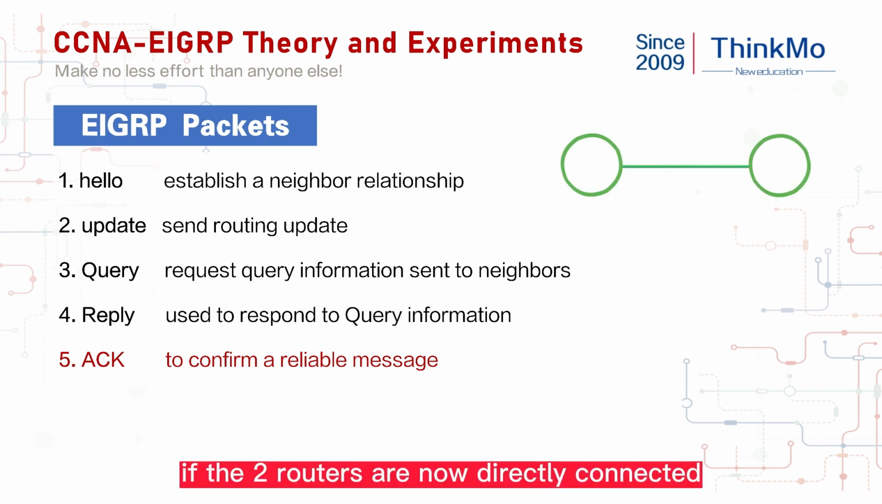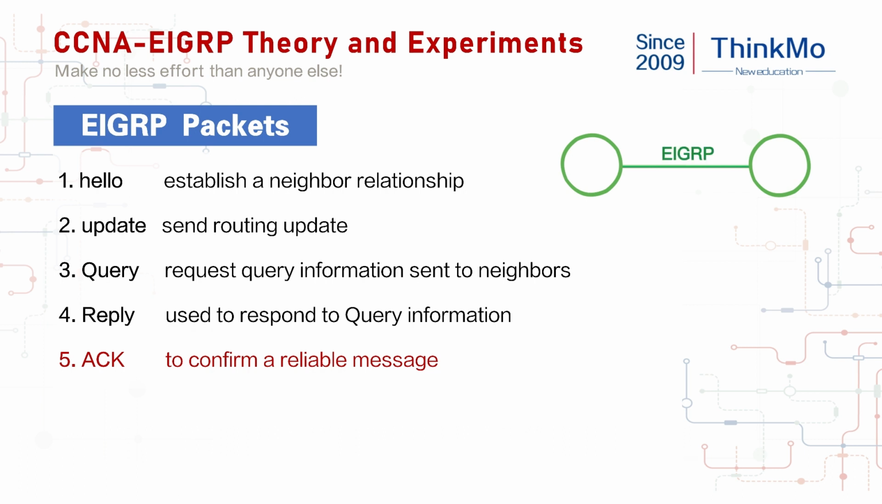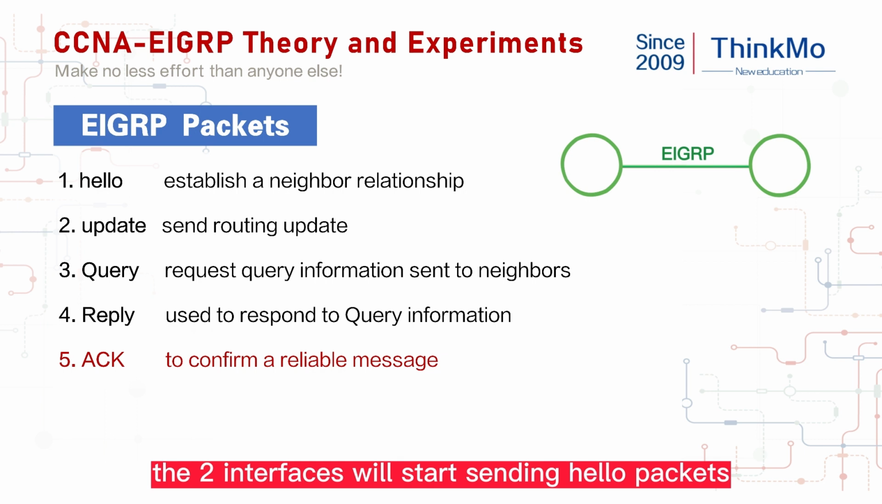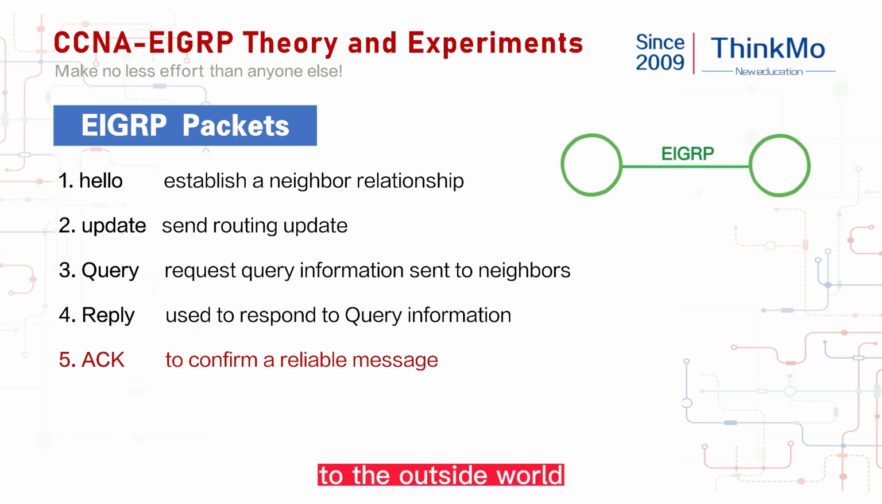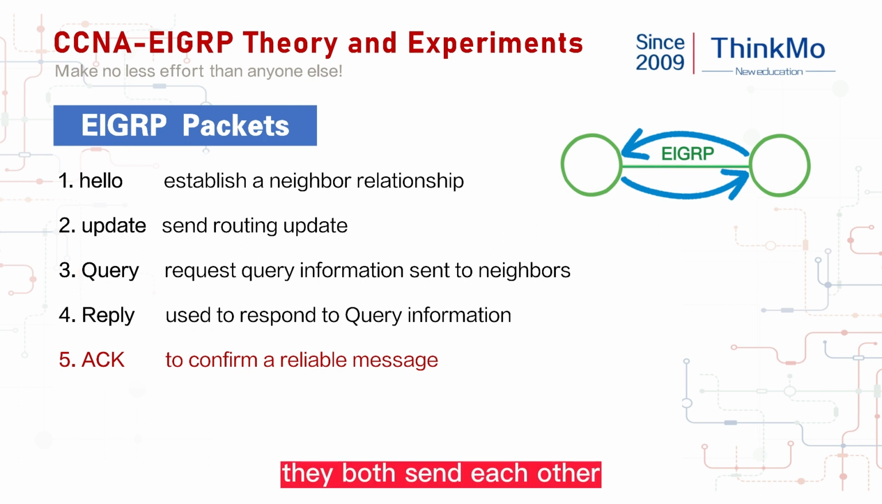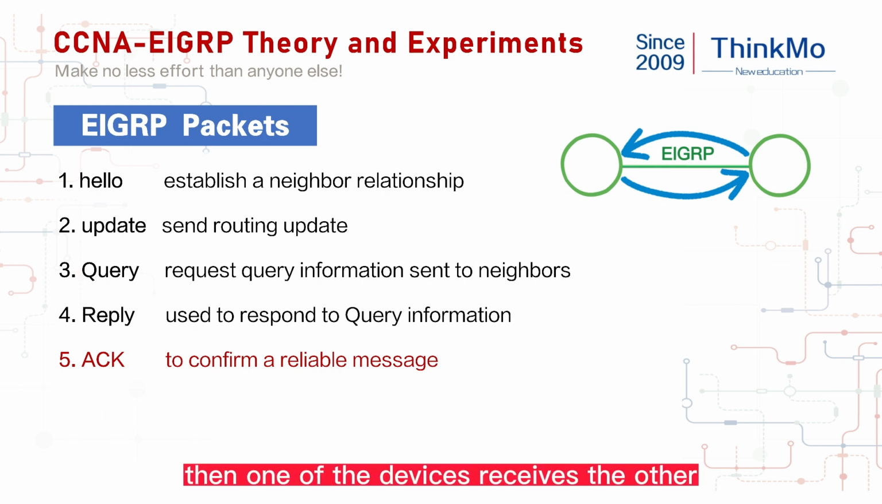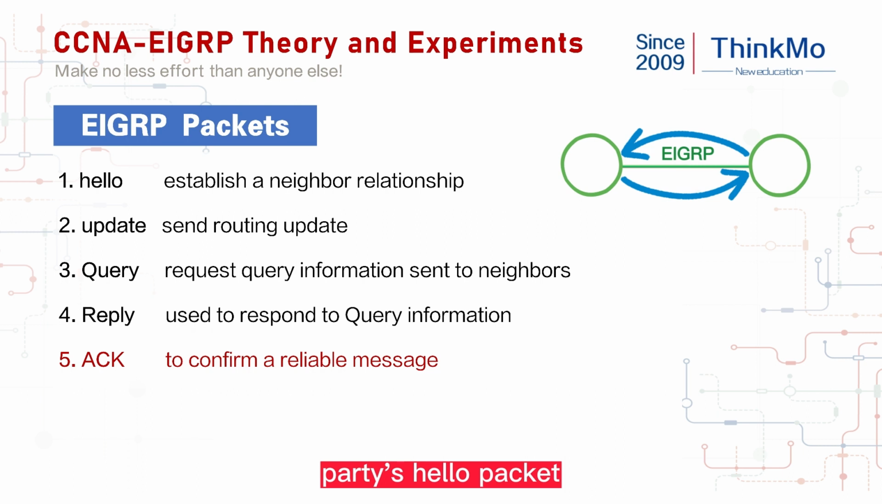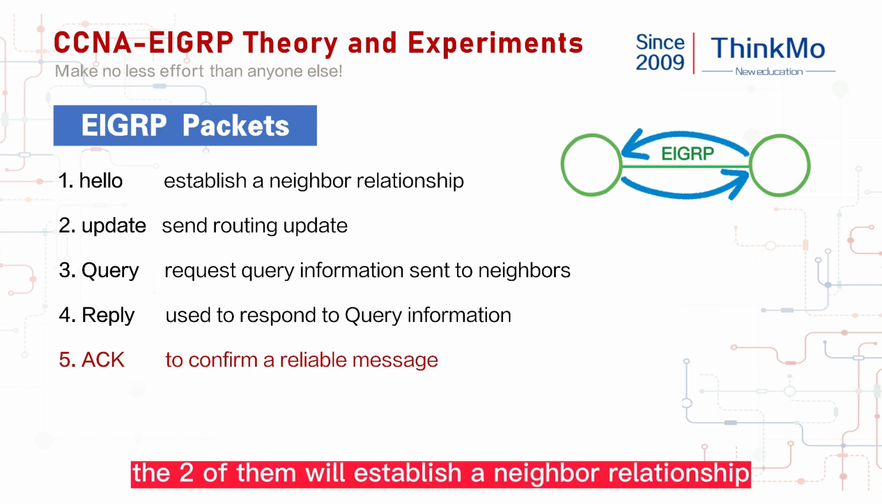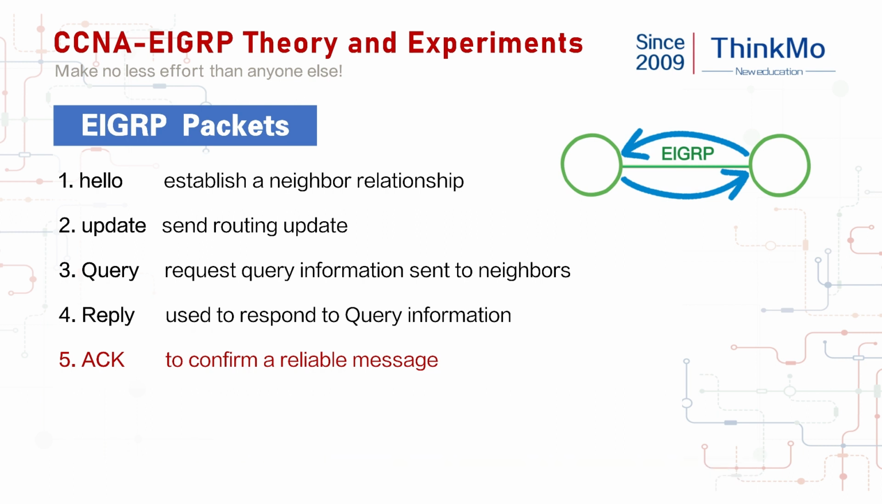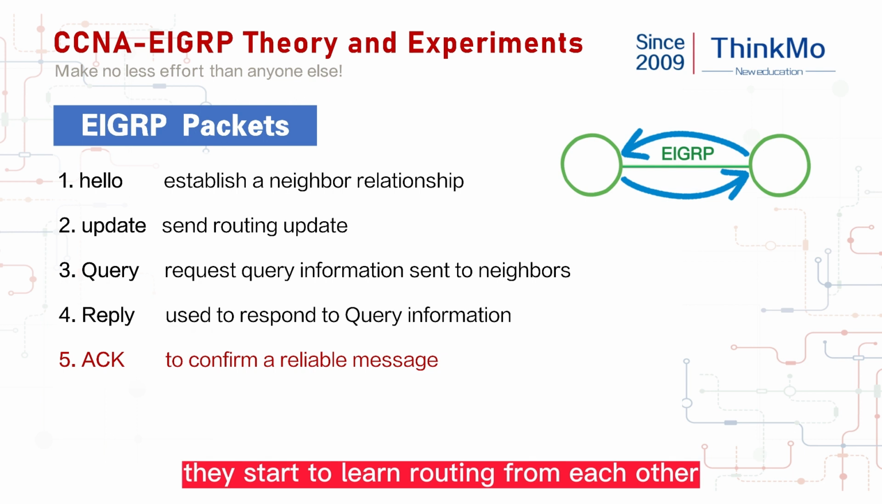If the two routers are now directly connected, once EIGRP is announced, the two interfaces will start sending hello packets to the outside world. They both send to each other. Then one of the devices receives the other party's hello packet. The two of them will establish a neighbor relationship. They start to learn routing from each other. Certainly, you need to declare this route yourself.